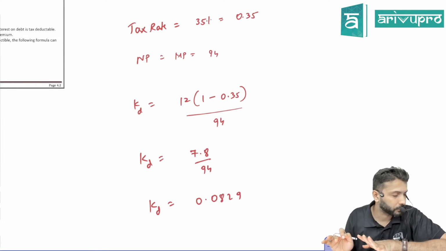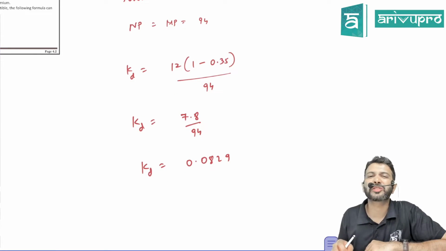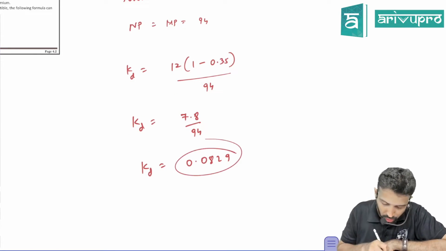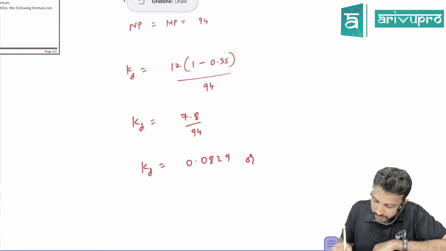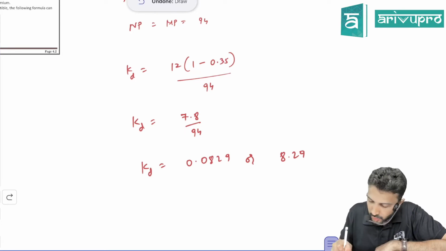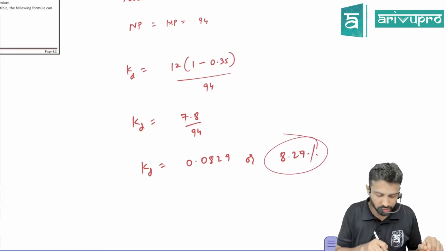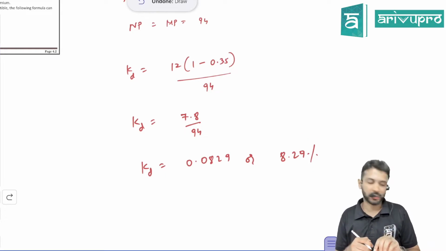0.0829. Okay. Fine now. Sir, when we say cost of debt, we express it in percentage. But this is in full number, no? Multiply this by 100. You will get 8.29%. This is the full number, but we'll express the cost of debt or cost of the instrument in percentage. Hence, the cost of debt is 8.29%.